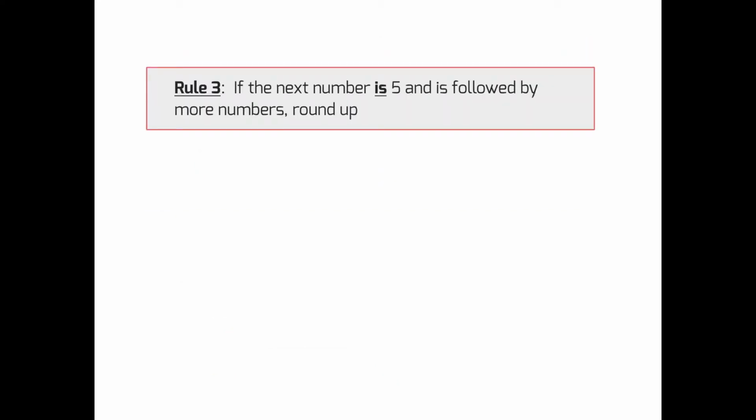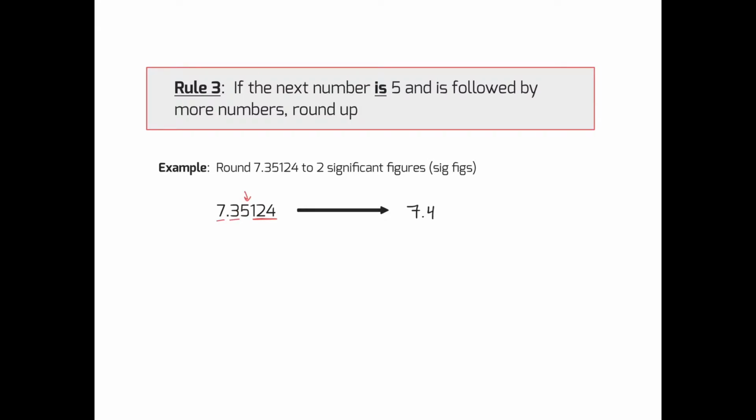Rule number 3 tells us that if the next number is 5, and that 5 is followed by more numbers, then we're going to round up. So in this example, we're rounding 7.35124 to 2 sig figs. We count off 2 sig figs, 1, 2. So we look at the next number, which is 5, right? Because I have a 5 here. And this 5 is followed by more numbers. So what that tells us is that this 3 is going to round up to a 4. So what we get is 7.4, which has 2 sig figs.